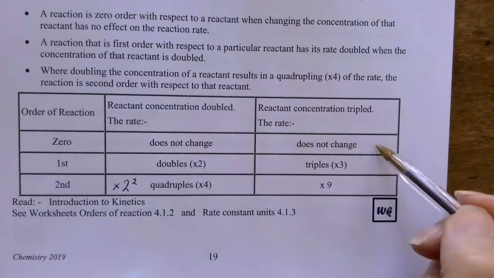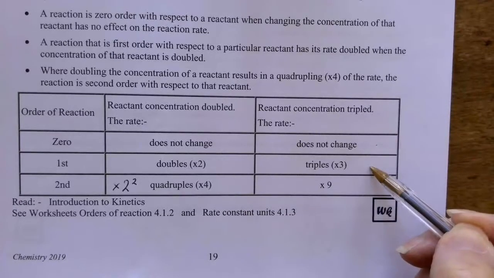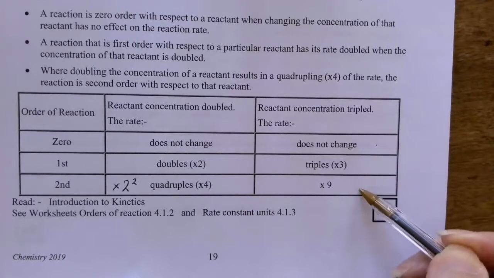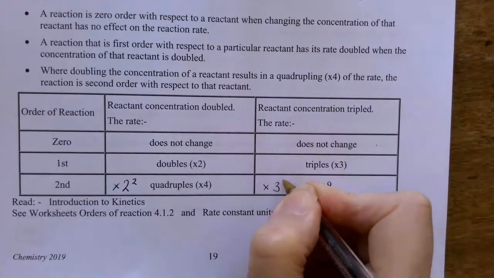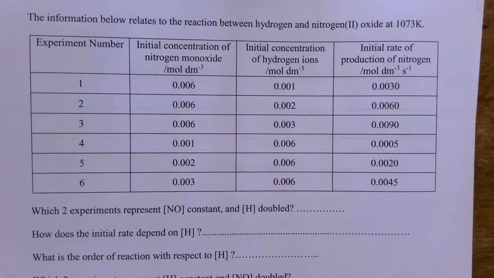Likewise, the same if we triple the concentration. If we change the concentration by 3, it'll have no effect on a 0 order reaction. It'll triple the rate of a first order reaction, and it'll times the rate of a second order reaction by 9. In other words, it's 3 squared, because it's a second order reaction. So we're going to look at this in a little bit more detail.